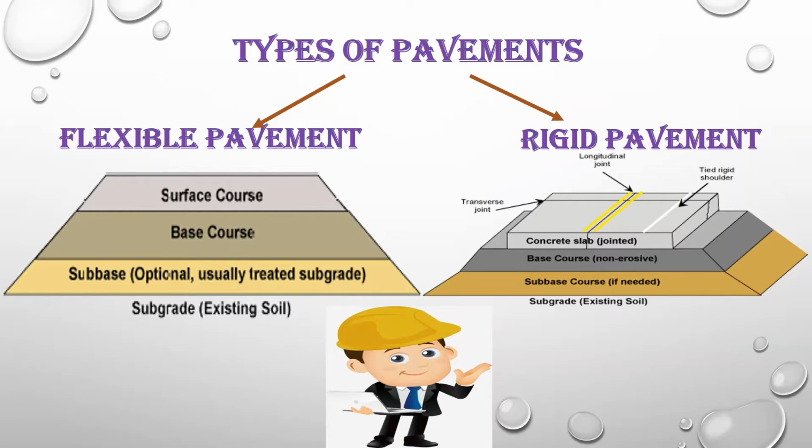And in the rigid pavement, what are the layers? Subgrade is the first layer. After that, we put a layer of subbase course if needed. If it is required, you are the engineer, you have to decide it. Then the base course, non-erosive, then the concrete slab with jointed, transfer joints. Normally rigid pavements are used for airports, for runways. So this is all about the types of pavement, and you will know the layers of flexible and rigid pavements.